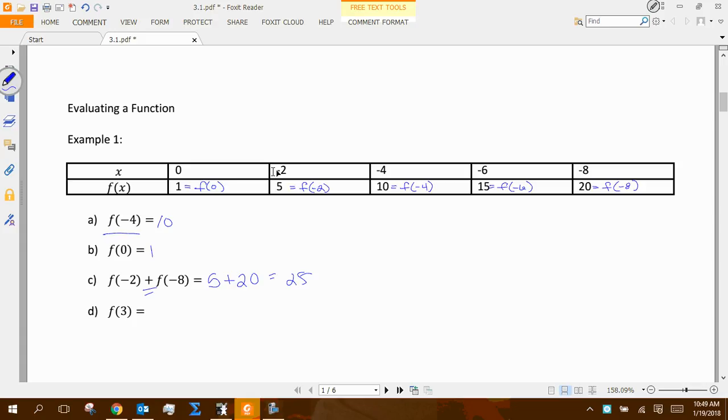If I look at this rule, these x values that we're plugging in, 3 is not one of the inputs. So for this one, we basically say that our output does not exist. There is no output for that 3.